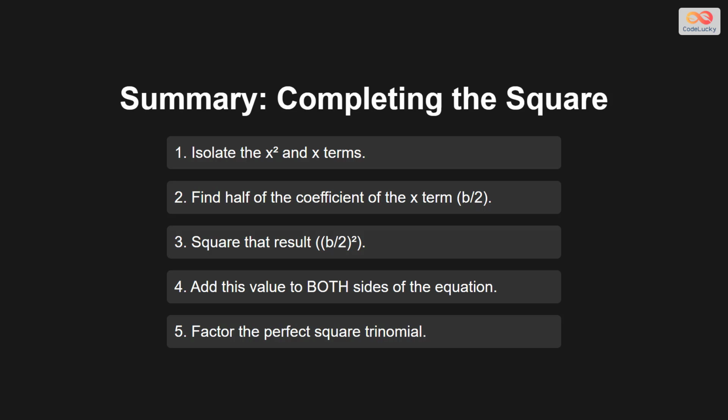To recap, here are the key steps to complete the square. First, make sure the x² and x terms are on one side of the equation. Next, find half of the x term's coefficient, square it, and add this value to both sides of the equation. Finally, factor the perfect square trinomial you've just created. You are now ready to solve for x.